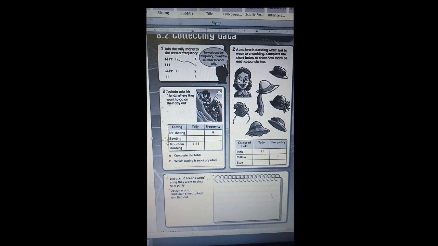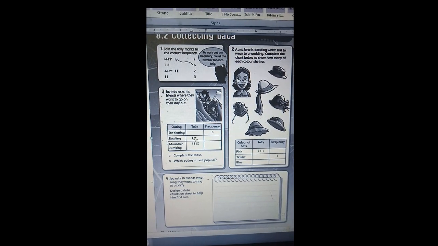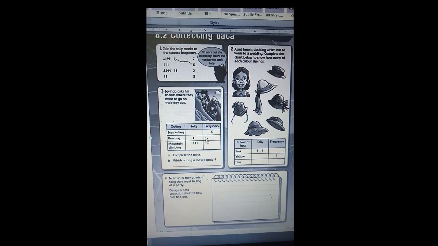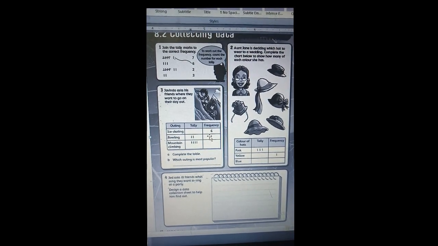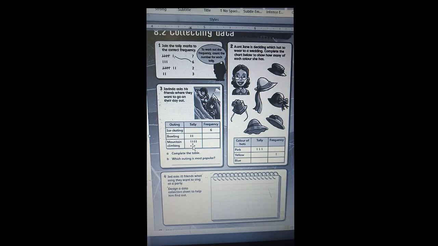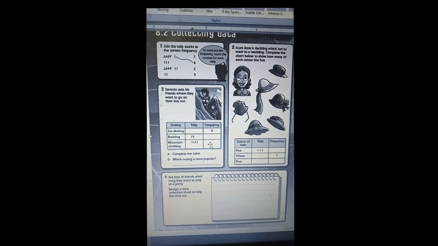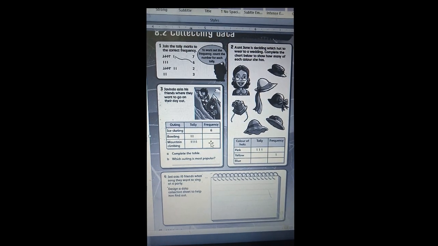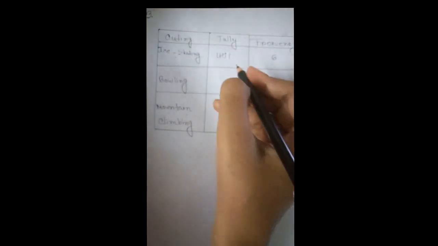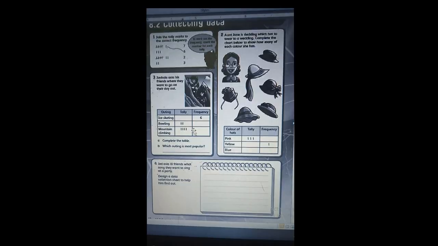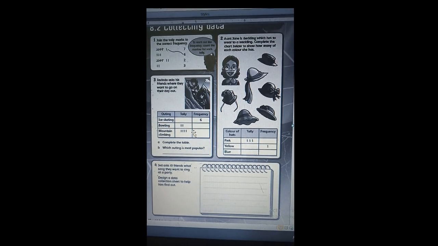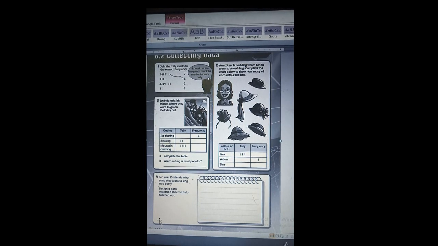Next one is bowling. Here bowling 2. So write down in your copy in the frequency column 2. Mountain climbing is 4. So write down in your copy in the frequency column 4. Here 2. Write down frequency 2. And here 4. 1, 2, 3, 4. So write down frequency column 4. Number A is complete the table. We did it. Now number B.